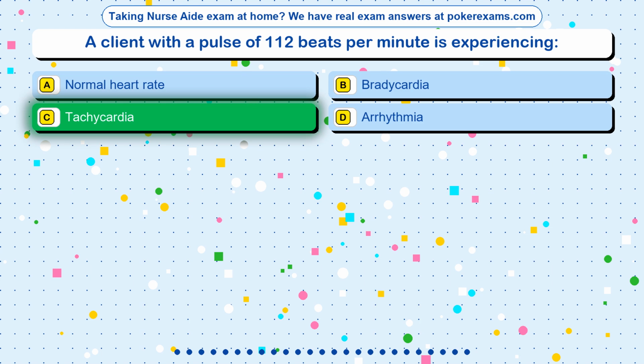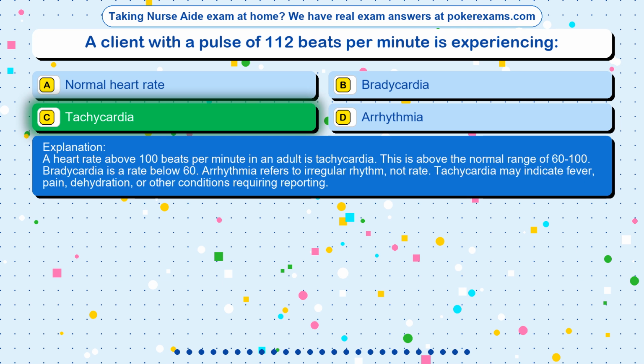The correct answer is option C. Tachycardia. A heart rate above 100 beats per minute in an adult is tachycardia. This is above the normal range of 60 to 100. Bradycardia is a rate below 60. Arrhythmia refers to irregular rhythm, not rate. Tachycardia may indicate fever, pain, dehydration, or other conditions requiring reporting.